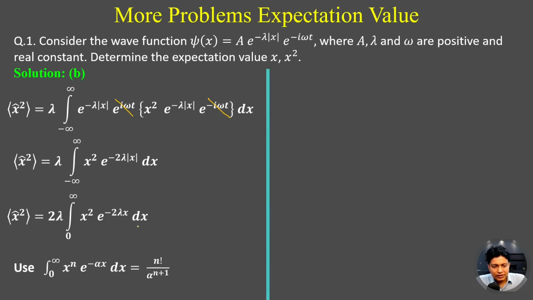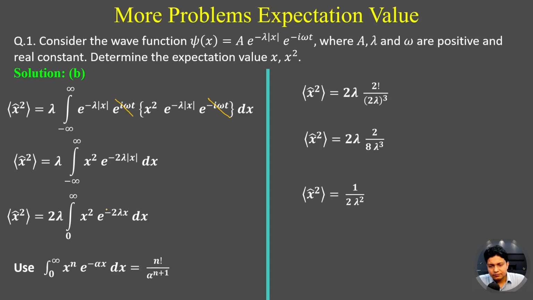If we use this integration, the expectation value of x square will be 2 lambda times factorial 2 divided by (2 lambda) power 3, because here n is 2, so this will be factorial 2 upon (2 lambda) power n plus 1, meaning 3. Now if we solve this, this will be 2 lambda into 2 upon 8 lambda cube. 2 and lambda cancel out. So here the expectation value of x square is equal to 1 by 2 lambda square.